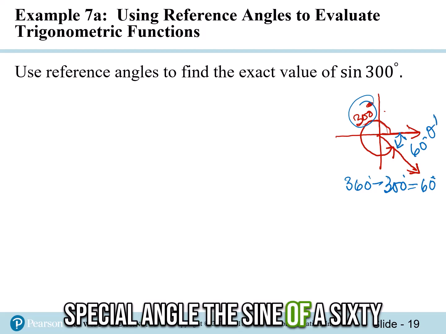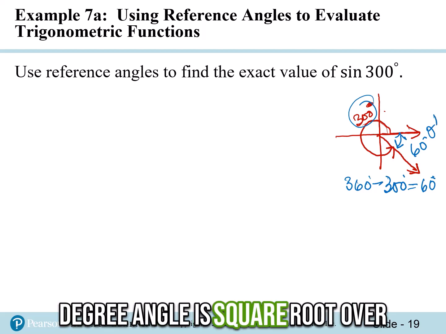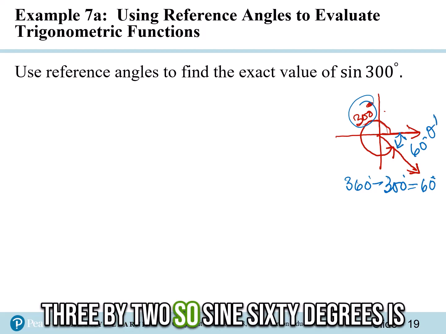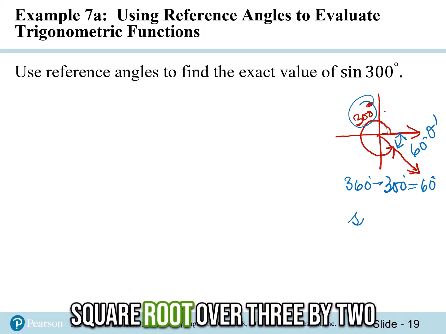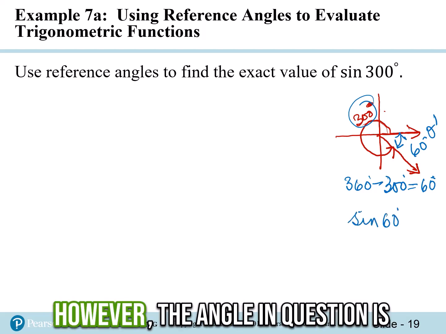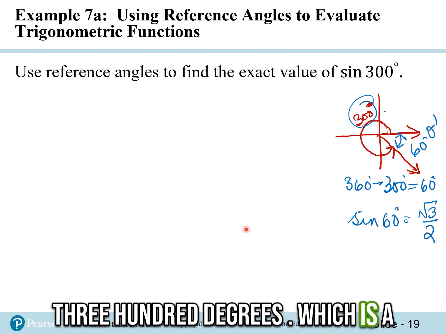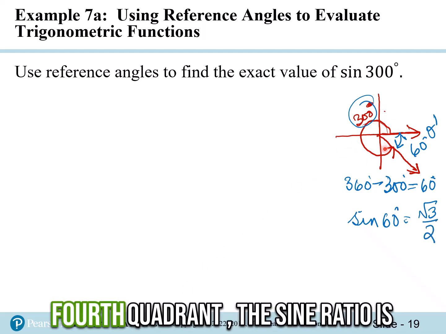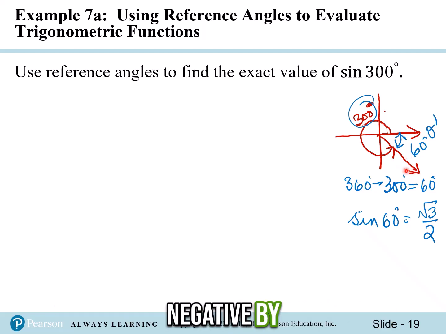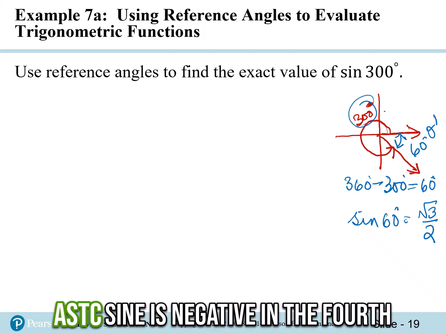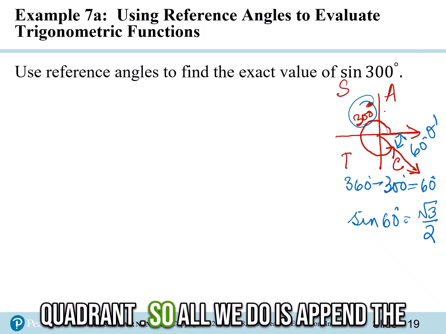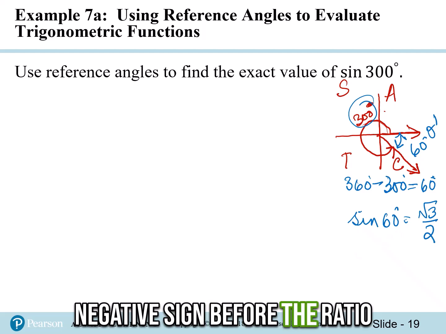The sine of a 60-degree angle is square root over 3 by 2. So sine 60 degrees is square root over 3 by 2. However, the angle in question is 300 degrees, which is a fourth quadrant angle. In the fourth quadrant, the sine ratio is negative by ASTC. Sine is negative in the fourth quadrant. So all we do is append the negative sign before the ratio.